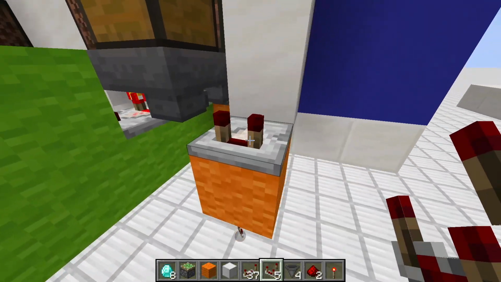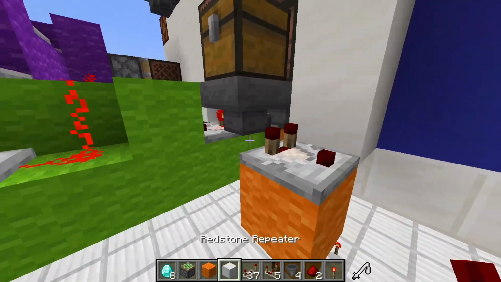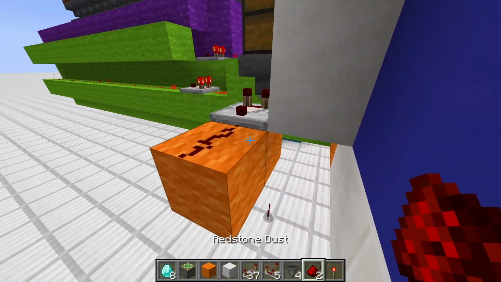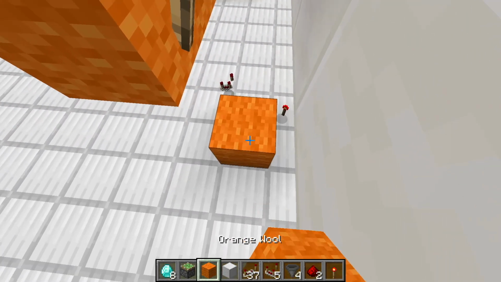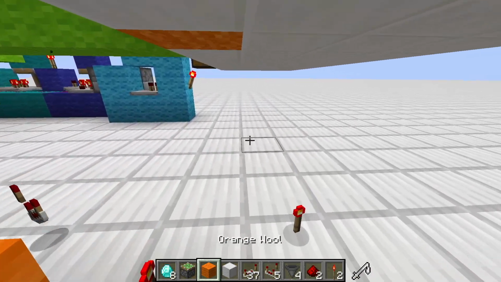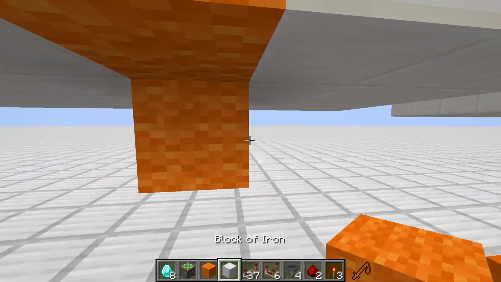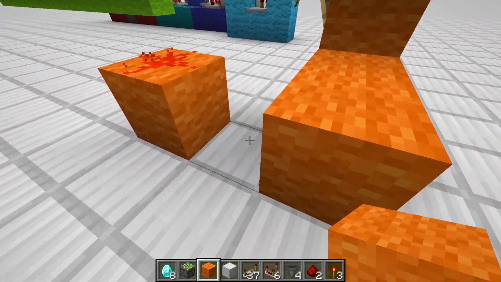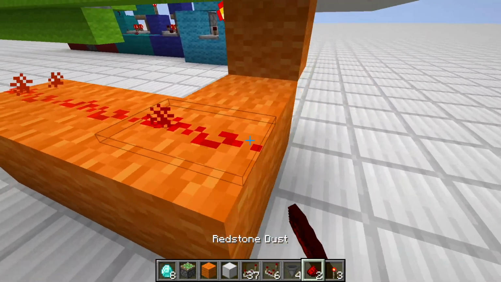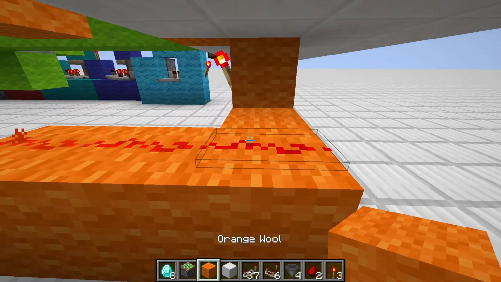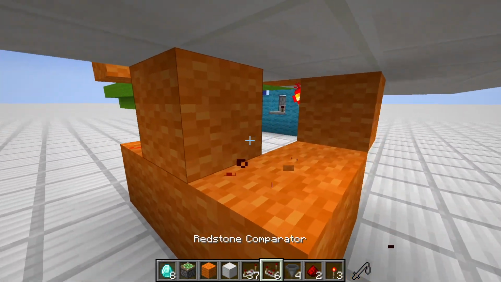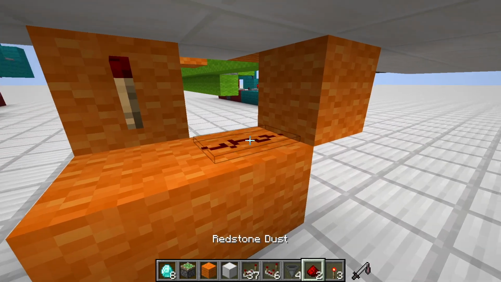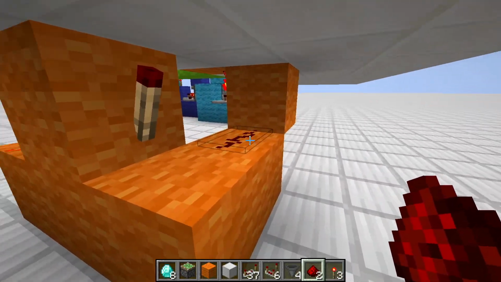Starting with the comparator, reading the output of this hopper right here. Then we have here a piece of redstone, a redstone torch. We have here a piece of redstone dust. We want to finally power this redstone torch right here. So we can do that by simply putting in here another redstone torch and there another of those redstone dust.